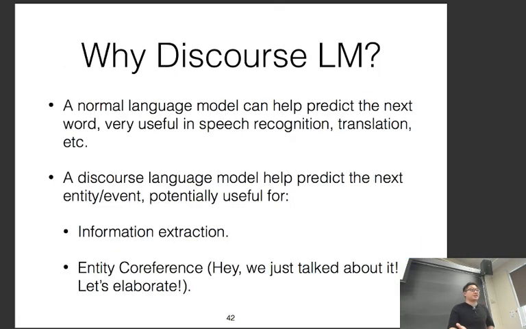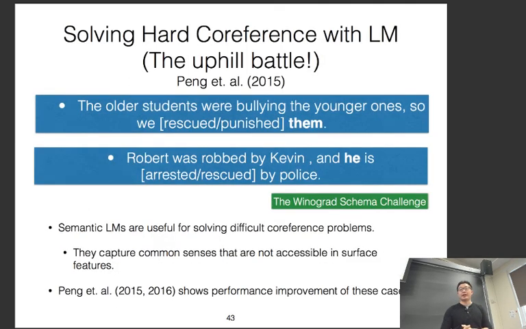So the reason for this course, I think, is clear. A normal language model can help us predict the next word, very useful for speech recognition or translation. And a discourse language model can help us predict the next entity, next event, and is potentially useful in information extraction. People have already applied it to information extraction. It can probably be useful to entity coreference. This whole lecture is about entity coreference, basically, and I hope that discourse language models can be applied there.